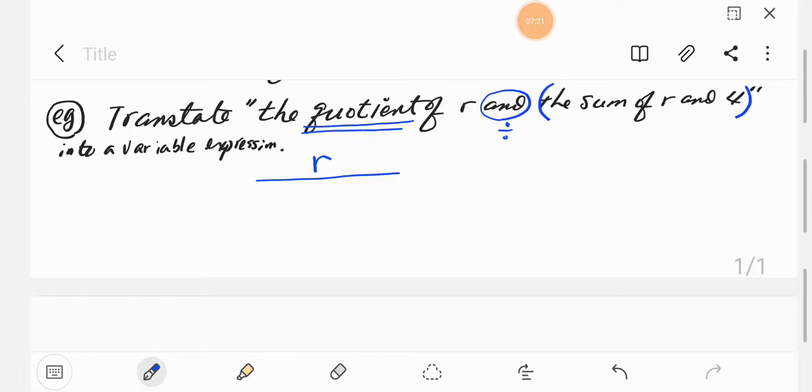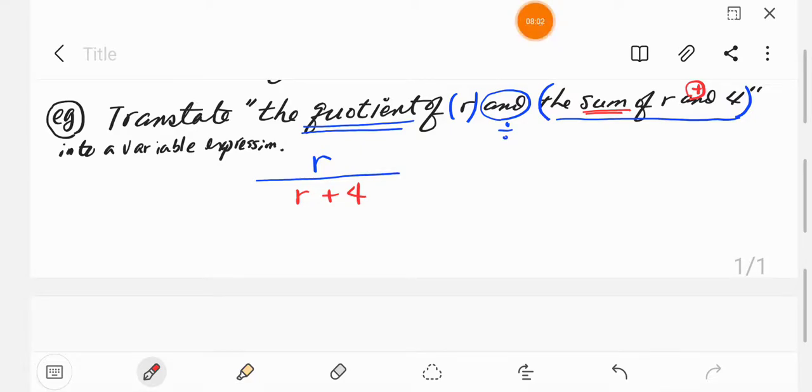So the quotient has 2 parts. The first part, which is R, is the numerator. The second part, which is the sum of R and 4, is the denominator. So what is sum? Sum means add, right? So this will be replaced by plus. R plus 4 is the second part. So the right expression is R over R plus 4.